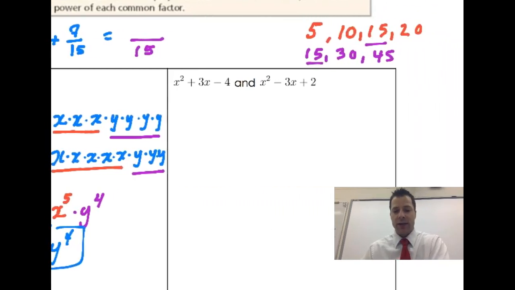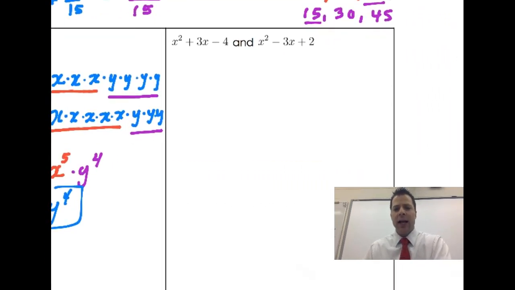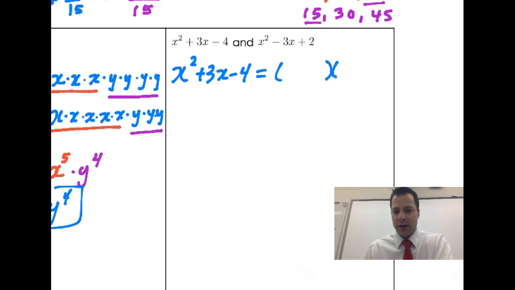I've got one more example, and these are a little bit different. These are polynomials, so we're going to apply the same process. We're going to factor. We have x squared plus 3x minus 4. That breaks down into a double set of parentheses. X goes here, and we're looking for 2 numbers that multiply to be negative 4 and add to be 3. So that's going to be positive 4 and negative 1.